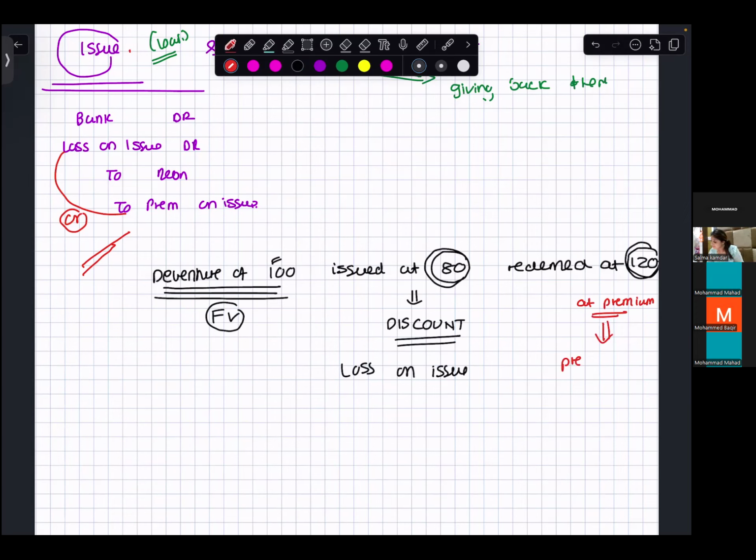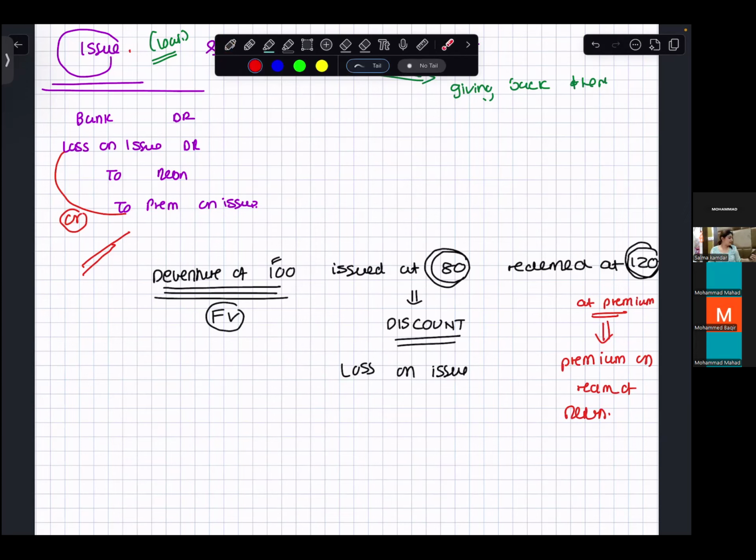Premium on issue of debentures. Issue is different, redemption is different. Redemption is that you're going to pay them back. So you're going to pay them a higher amount. See, the debenture was of 100.